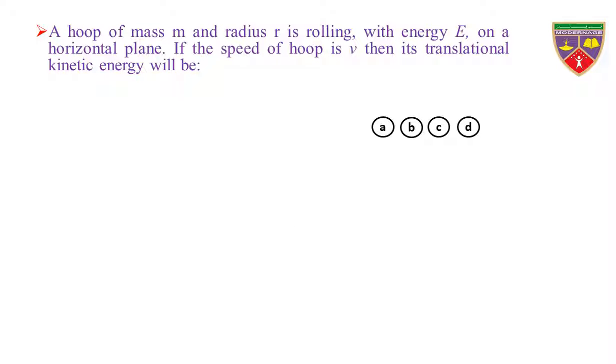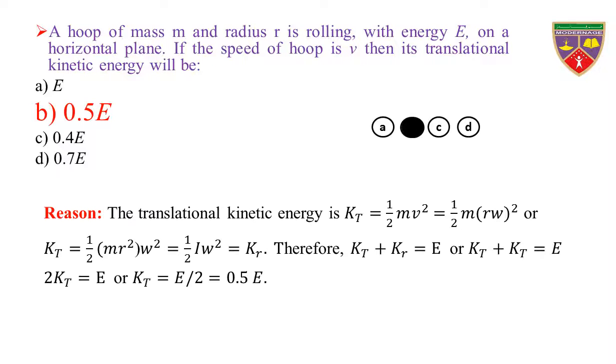A hoop of mass m and radius r is rolling with energy E on a horizontal plane. If the speed of hoop is v, then its translational kinetic energy will be option A E, option B 0.5 E, option C 0.4 E, option D 0.7 E. The key is 0.5 E. Therefore, the correct option is B.